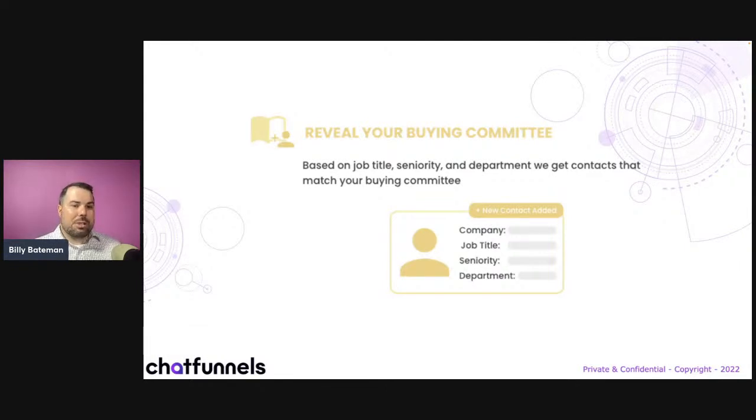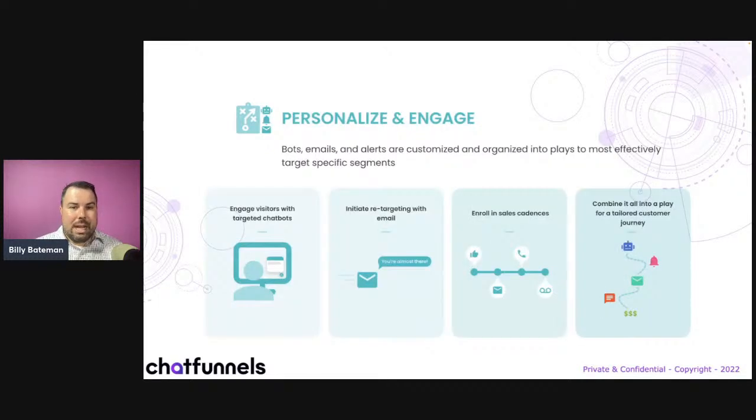You know who you sell to, so you should be going and getting the contacts for that buying committee, for everyone you deal with whenever you sell your products or services. So if you're not using a Seamless AI, a ZoomInfo, an Apollo, anything like that to go and get those contacts, you need to be. And then personalize and engage, whether that's using a Demandbase or something like that to change your website, retargeting with emails, chatbots, enrolling people into sales cadences, whether they raised their hand or not.